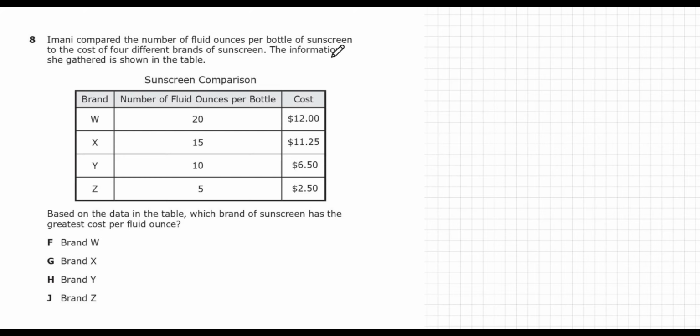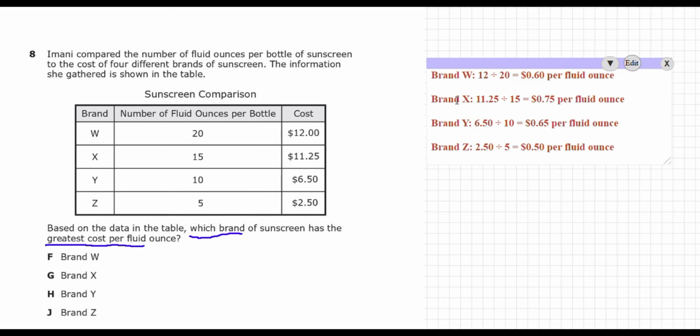Question number 8. Imani compared the number of fluid ounces per bottle of sunscreen to the cost of 4 different brands of sunscreen. Based on the data in the table, which brand of sunscreen has the greatest cost per fluid ounce? To calculate the cost per fluid ounce, divide the cost by the number of fluid ounces per bottle. Brand X has the greatest cost per fluid ounce. Therefore, G is the correct answer.